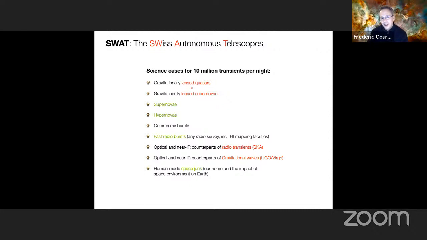So those are the science cases, before even thinking of building the telescope. Of course, you understood that lensed quasars will be one of the main science drivers of this telescope. Lensed supernovae as well. But of course, non-lensed supernovae and hypernovae are important science goals. Fast radio bursts, if they happen to have any optical or infrared counterpart, are also important. Same thing for any radio transient in the SKA, and of course gravitational wave transients. Additionally, you can spot space junk in the sky, all kinds of human-made debris, and study the impact of the space environment on Earth. All this with the same telescopes.